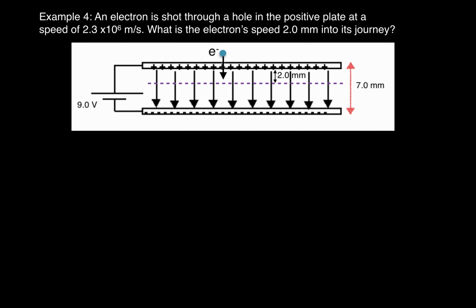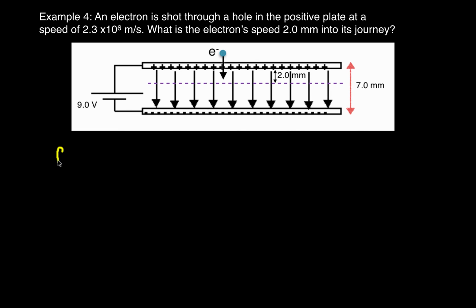Example 4. In this example, we have a parallel plate system that has a plate separation distance of 7 millimeters and a battery voltage equal to 9 volts. An electron is shot through a hole in the positive plate at a speed of 2.3 times 10 to the 6 meters per second. What is the electron speed 2.0 millimeters into its journey?